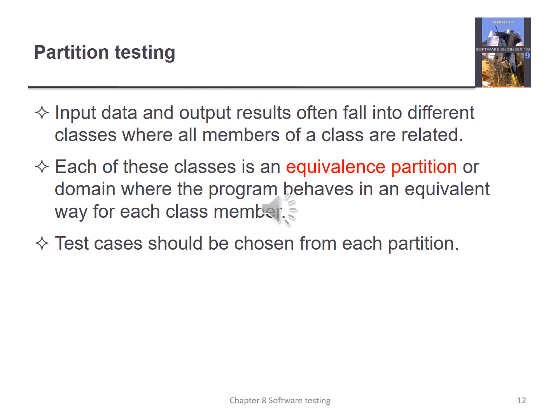In partition testing, input data and output results often fall into different classes where all members of the class are related. Each of these classes is an equivalence partition, or domain. Like the example we talked about, negative numbers, positive numbers, or 0, where the program behaves in an equivalent way for each class. Like greater than 10,000, less than 10,000, or between 0 and 5,000, 5,000 and 10,000, etc. The test cases should be chosen from each partition.